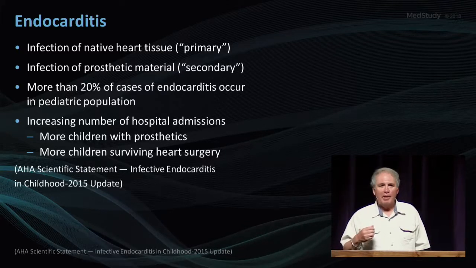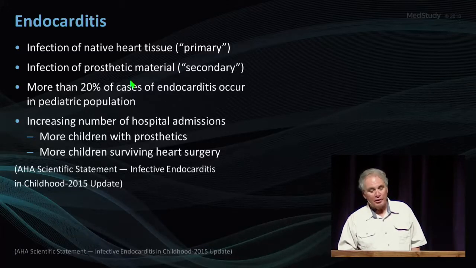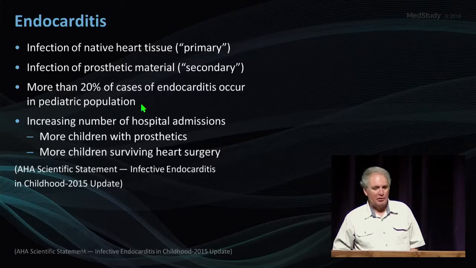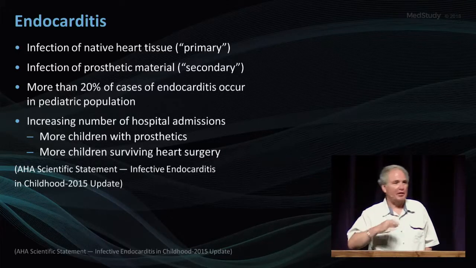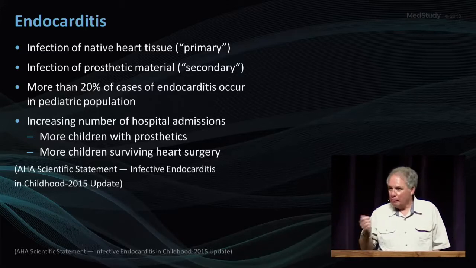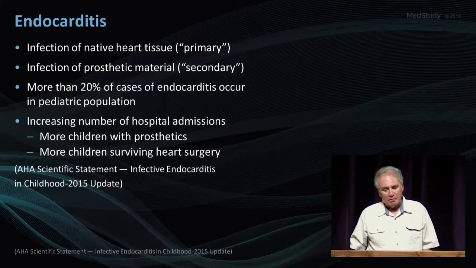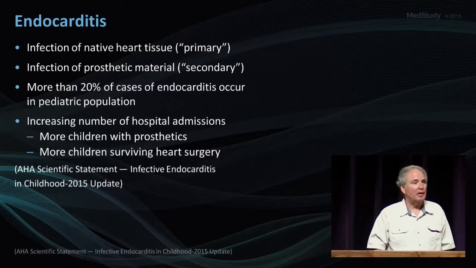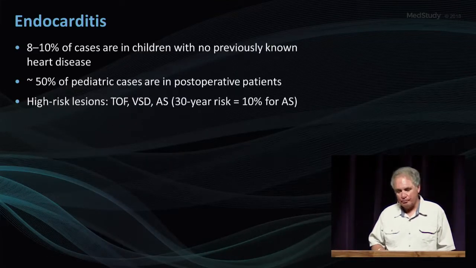Interestingly, pediatric patients are well represented in the hospital discharge information on endocarditis. More than 20% of hospital discharges or diagnoses of endocarditis occur in the pediatric patient. It's increasing. And why is that? More children are having prosthetic materials implanted in the heart in the course of having heart surgery, and more children are surviving heart surgery. So children are a big player in terms of the number of patients with infective endocarditis.